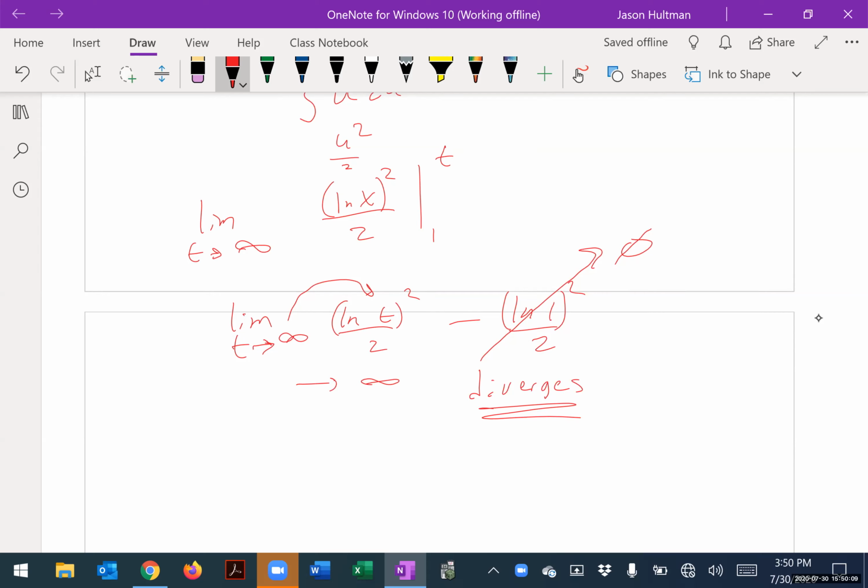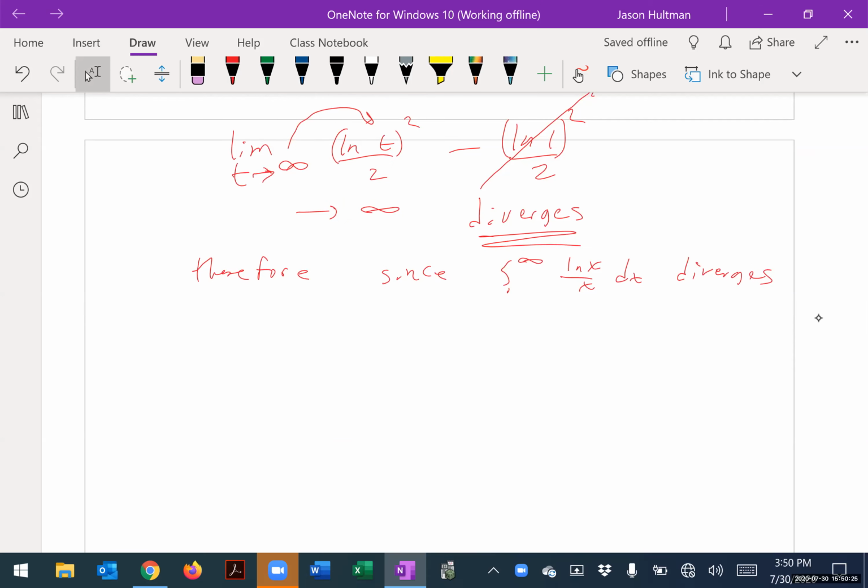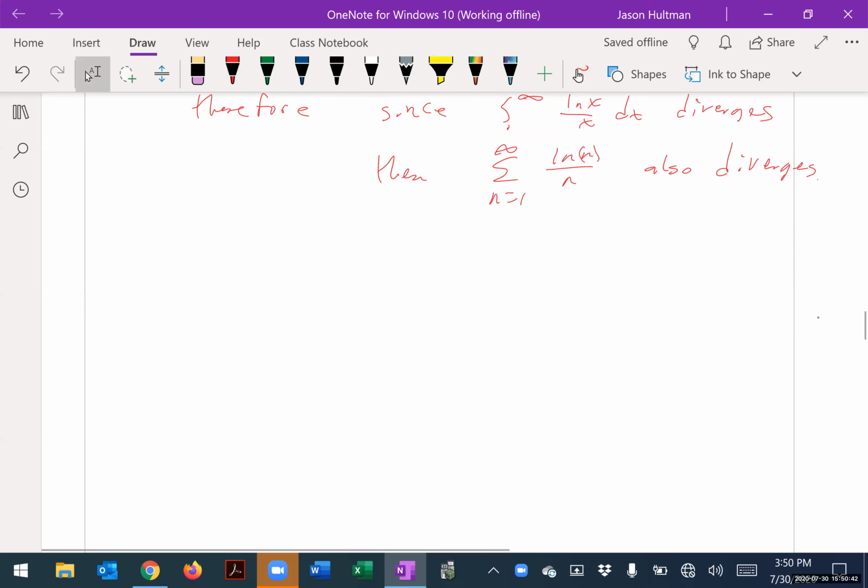Okay, therefore, since the integral from 1 to infinity of the natural log of x over x dx diverges, then the original series diverges. The summation n equals 1 to infinity of natural log n over n also diverges.